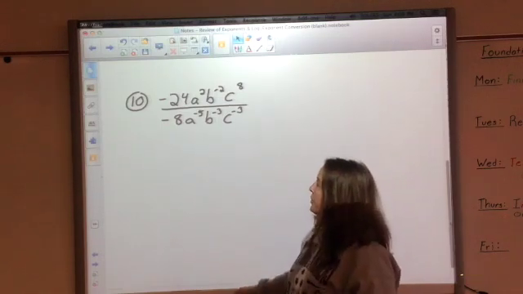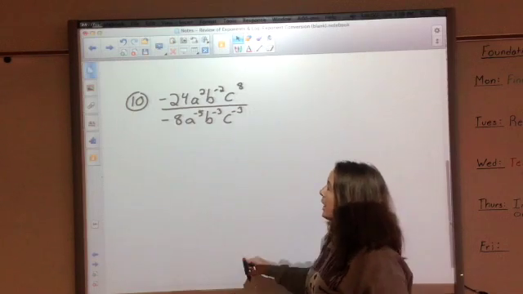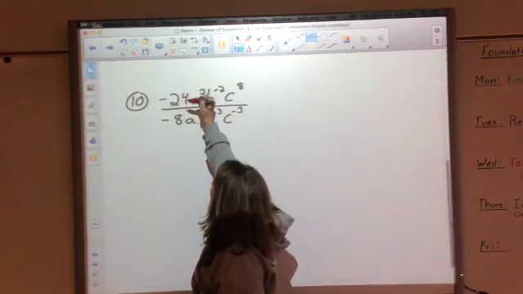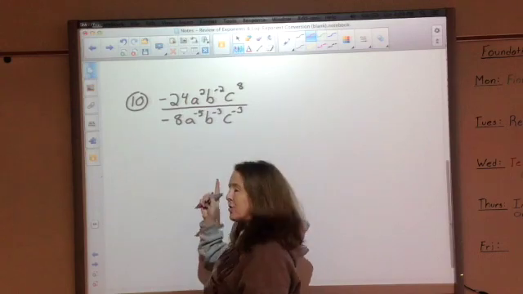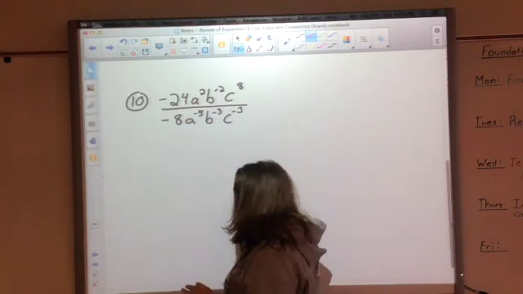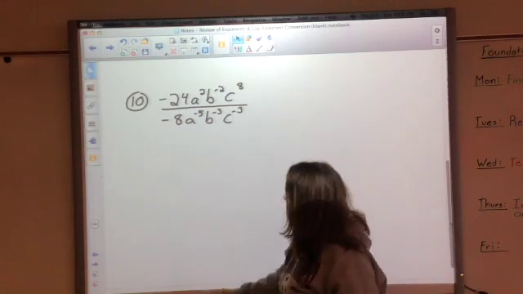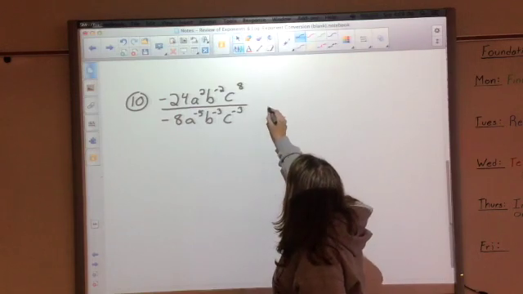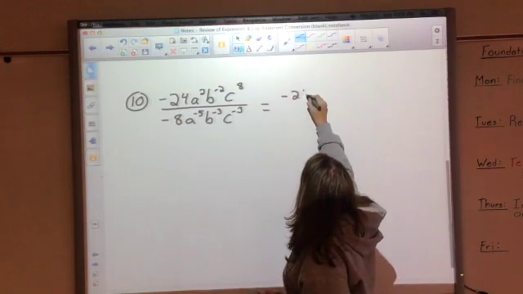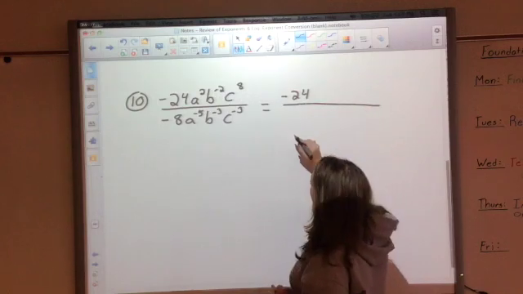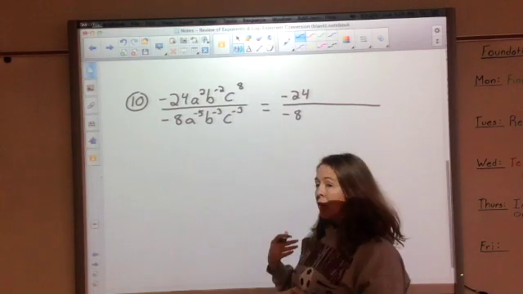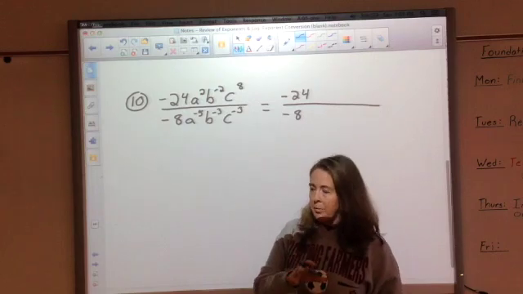What I'm going to look at first is each piece, okay? Actually, I think we're going to move negative exponents first and simplify it. So let's do that first before we deal with anything else. So we're going to leave a negative 24 on top, and we're going to leave the negative 8 on the bottom. We know that that's going to simplify, but we're going to do that in a minute.